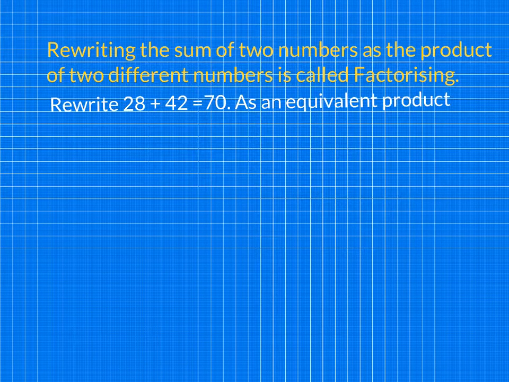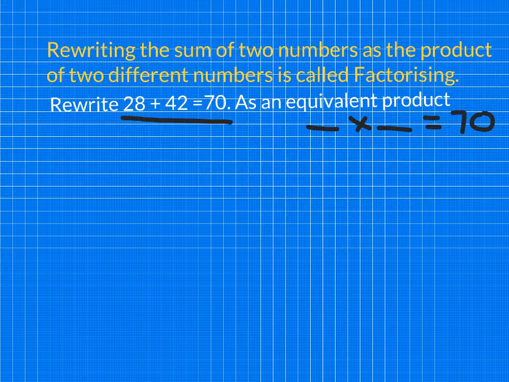In this example, we're going to look at rewriting the sum of two numbers, so we know that 28 plus 42 makes 70, as an equivalent product. Now, a product is when two things are multiplied together. So what we're going to come up with is two different numbers that multiply together also to make 70. And we can work them out from the original sum.